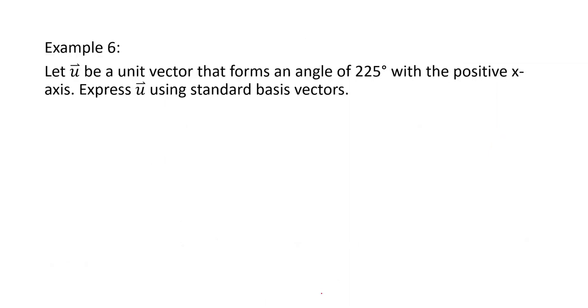Okay. Now the last example I want to show you today. Let u be a unit vector that forms an angle of 225 degrees with the positive x-axis. Express u using standard basis vectors. So my positive x direction is right here, 225 degrees, which would be 180 plus 45. Right, so this is my u vector.